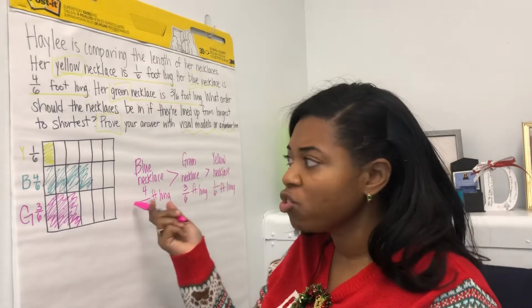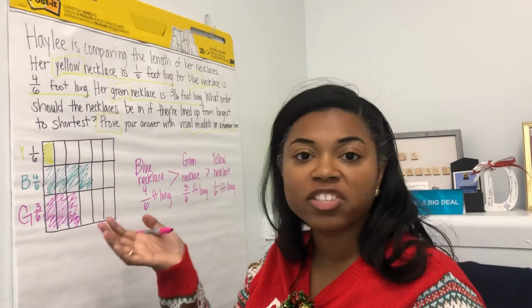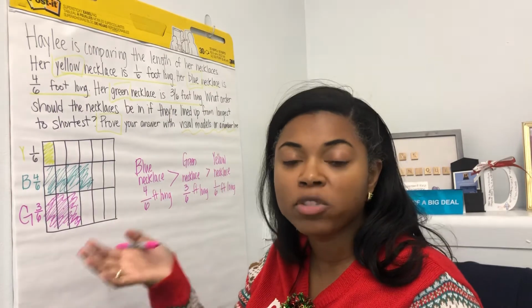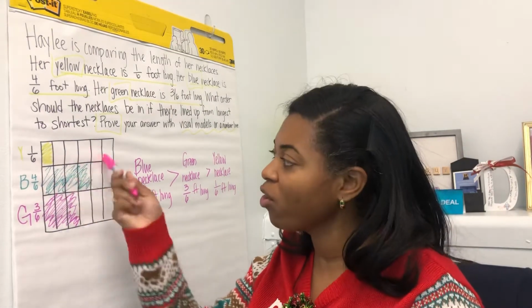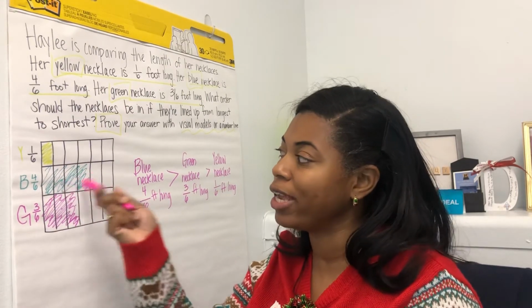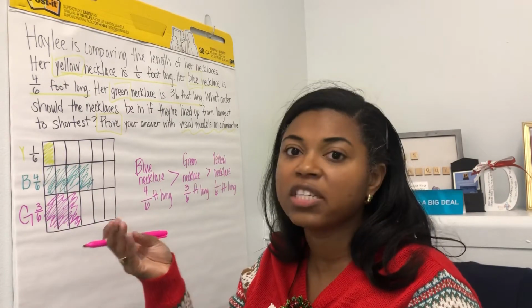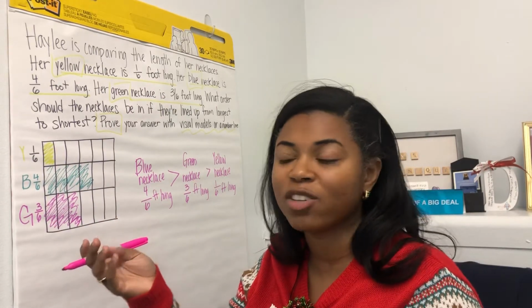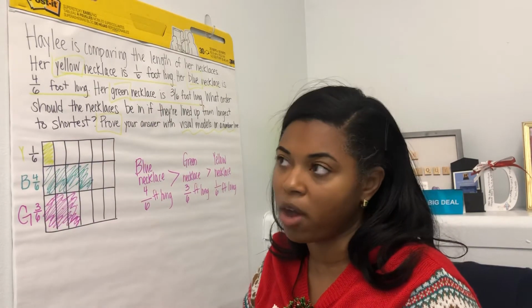And I know this is true because when I look at my visual model, I see the largest fraction is going to take up the most amount of space in an equally sized whole. And I see that the blue fraction, all the wholes are the same size. The blue necklace, 4/6, is taking up way more space than the other ones. And the smallest fraction is going to take up the least amount of space in the equally sized wholes. And we see 1/6 is taking the least amount of space in the visual models.